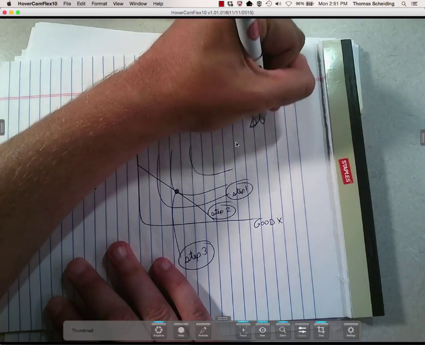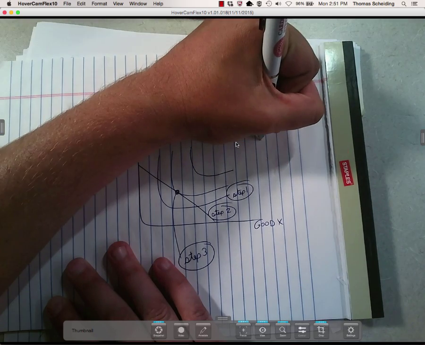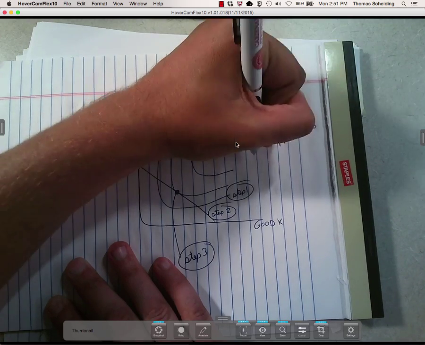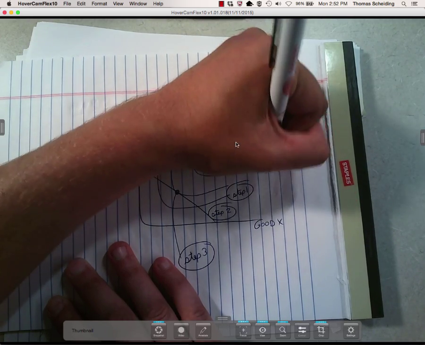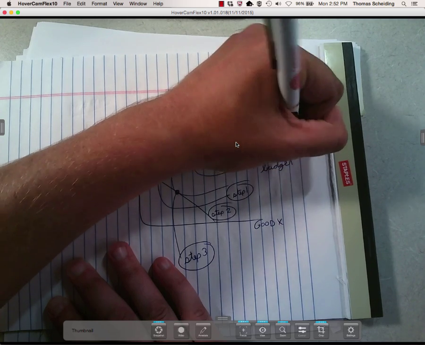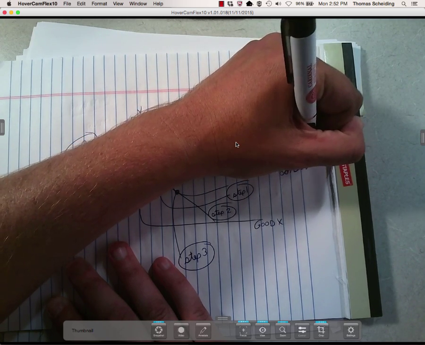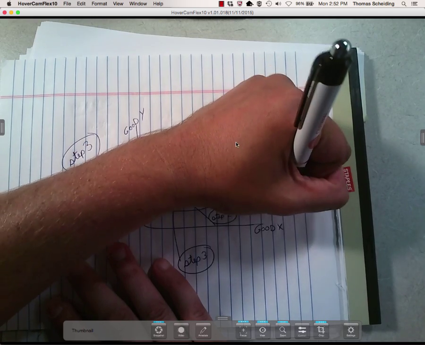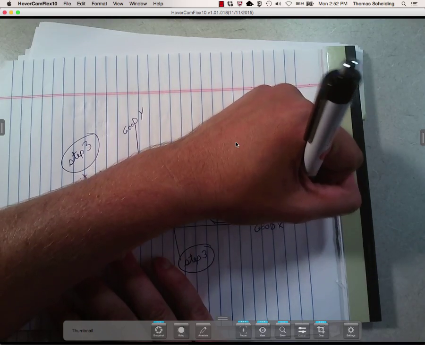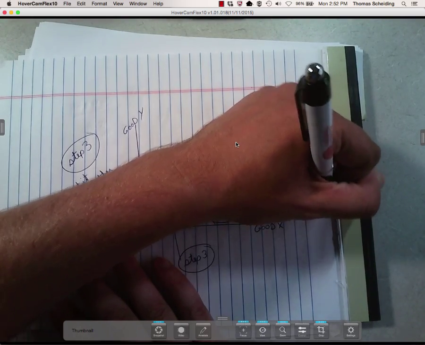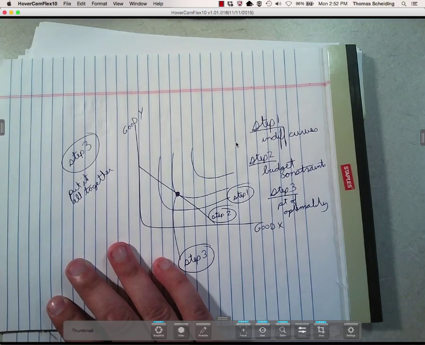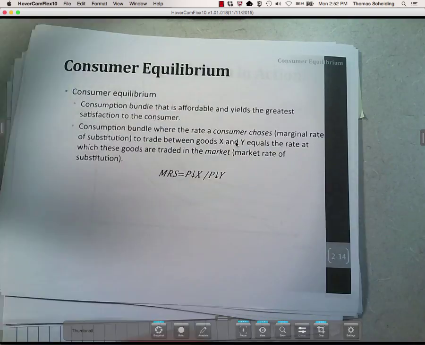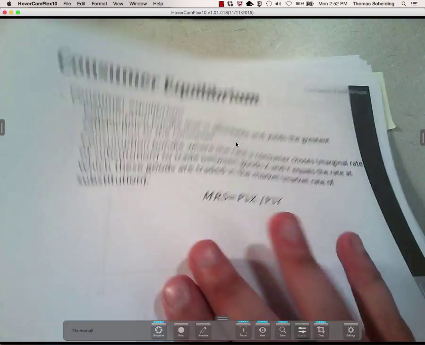Step 1 again being my indifference curves. Step 2 being my budget constraints. Step 3 being my point of optimality. Right there. Okay. And that's what we see right here.